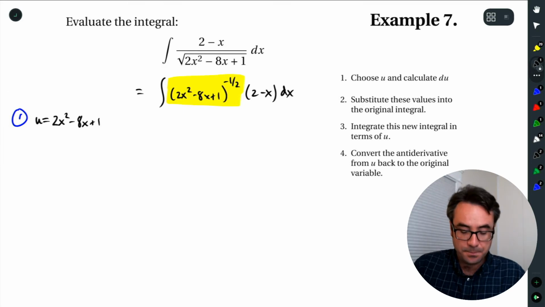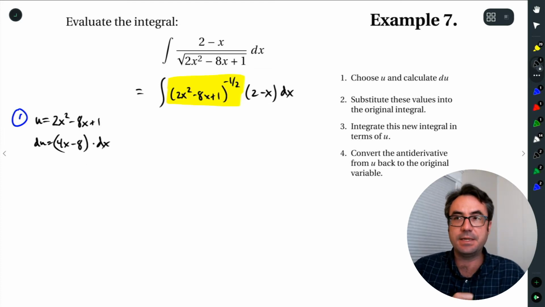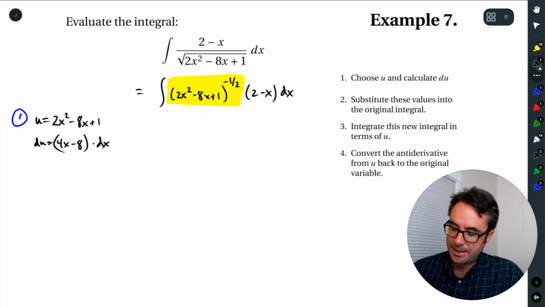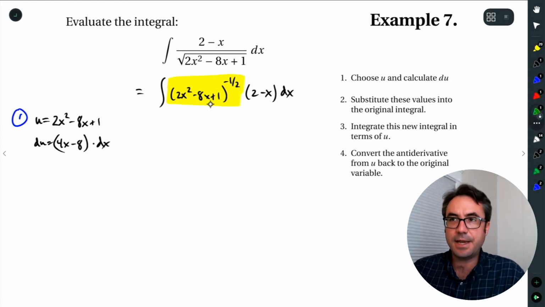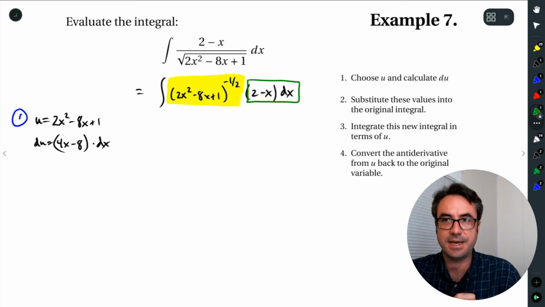Now we calculate du. So let's differentiate this thing. 4x minus 8 is the derivative. And then we multiply that entire thing by dx. Okay. So now we want to plug this in. We want to start substituting our things in. And what we look at is this complicated piece is spoken for. We know that's going to involve u. We need to figure out what's going to happen with these leftover terms, this 2 minus x dx.